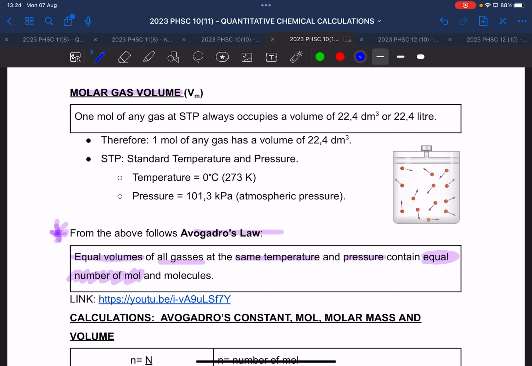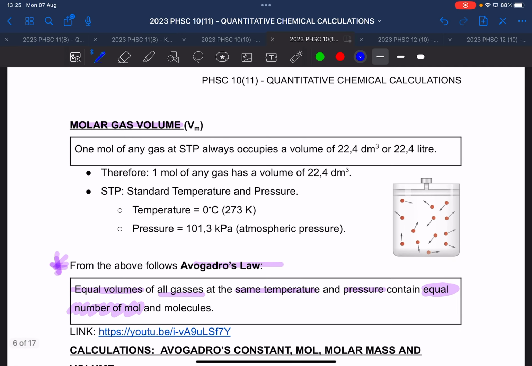Okay, so where did Avogadro come from with this? Or where do we get the mole? We come from Avogadro's law, and he discovered after a few experiments that if you have equal volumes of gases, oxygen gas and carbon dioxide gas, you put it inside a container, and then it will take up the same volume. And if you're at the same temperature and same pressure, then it will contain the same number of molecules. Okay, so that is what he discovered, and from there we get the concept of a molar gas volume.